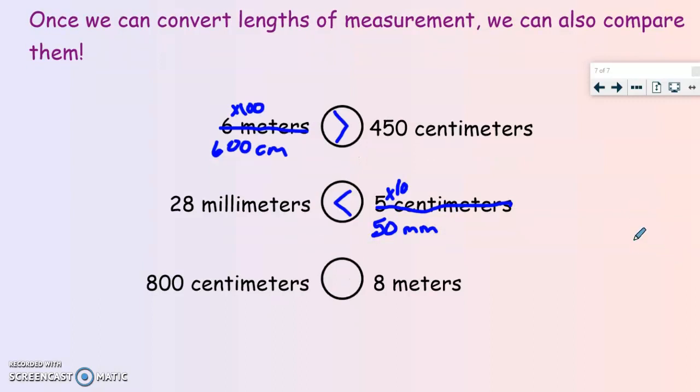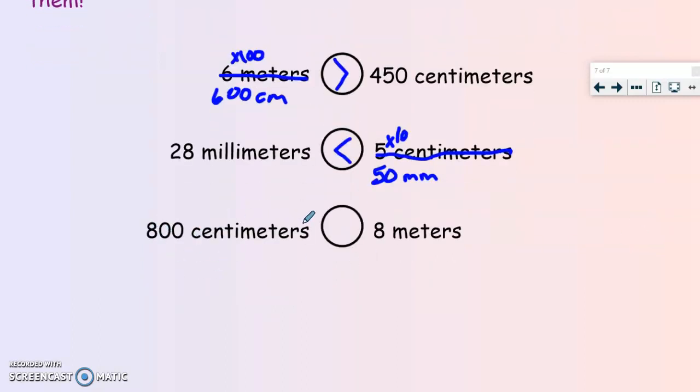And let's do one more here. So I've got 800 centimeters compared to 8 meters. So again, we remember our magic number up here. When we're converting meters to centimeters, we multiply by 100. So I'm going to cross this out and I'm going to substitute my 8 meters for 800 centimeters. And what do you see here? 800 centimeters here and 800 centimeters here. So they're actually equal.